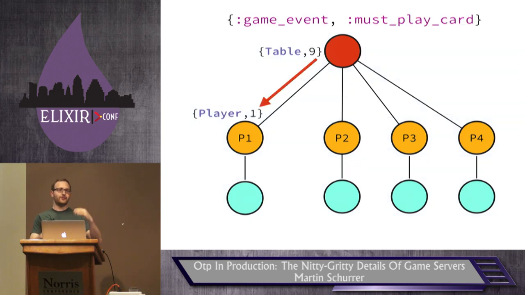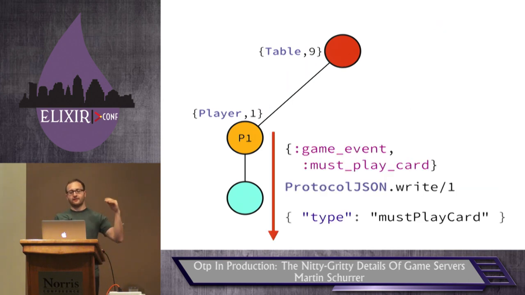So the table is in a state where someone has to play a card. So it sends this tuple, game event must play card, to the player process that has to play the card. And once arrived there, the player process sends it to the connection handler. The connection handler process knows, I'm a WebSocket, I speak JSON. So let's serialize that. It sends it through this protocol JSON write method that we have that spits out a JSON string. And then it sends it down the socket. The player process also stores the event so that when a player later reconnects, it can do that again. But I'll talk about that later.